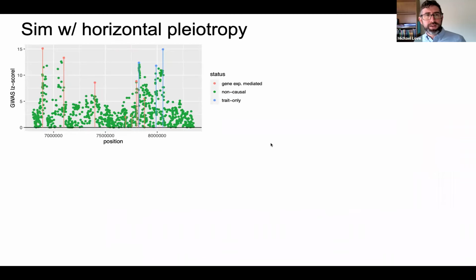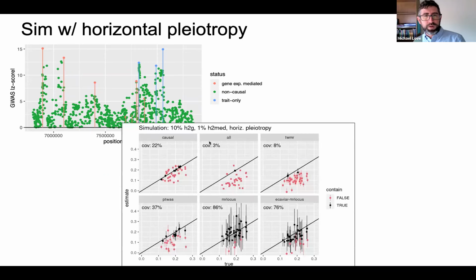We also simulated cases of horizontal pleiotropy. So into a locus, we inserted large effect SNPs that are associated only with the trait, not mediated through gene expression. This is an example of what that looks like. Adding in here 3 signals, maybe this is a lot of signals in a single locus. And in that case, we still were able to have good coverage of the intervals, although adding in horizontal pleiotropy signals definitely increases everyone's error rate.